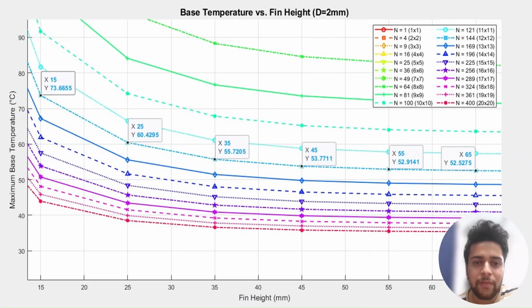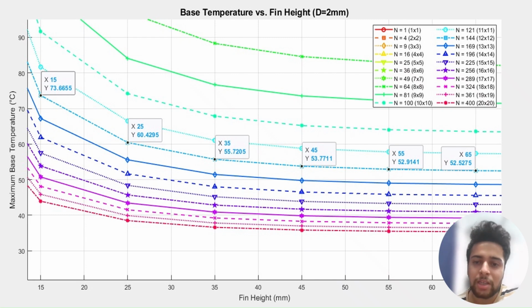Let us now focus on the effect of increasing the fin height when the number of fins is kept at 144. Similar to number of fins, we can see that as we increase the fin height, the effect on base temperature diminishes. It is evident that increasing the fin height beyond 35 mm for 144 fins is not beneficial, as it increases the material budget but has no significant effect on the base temperature.